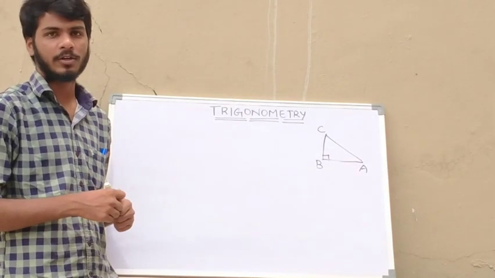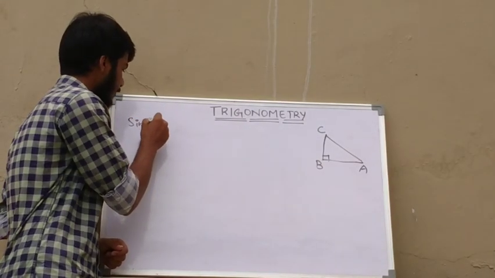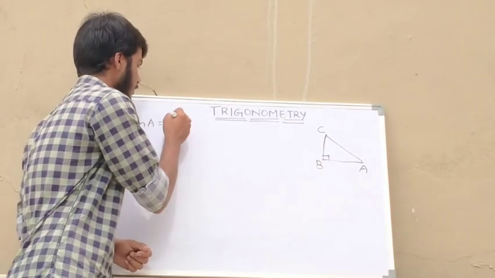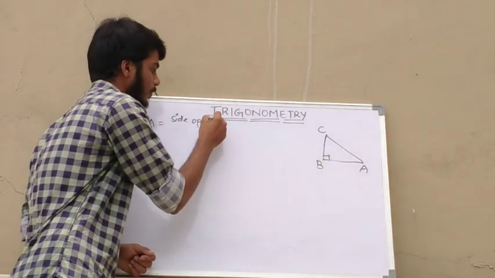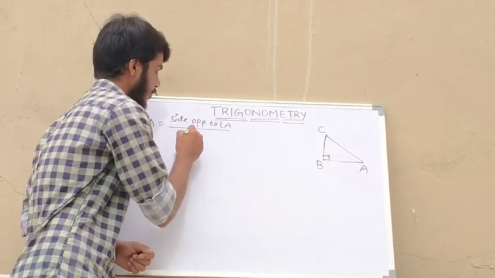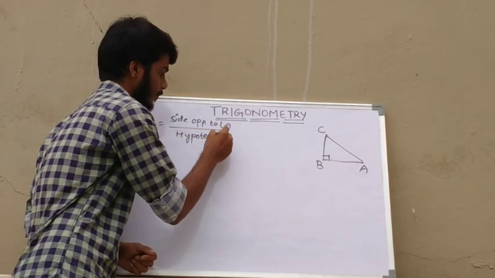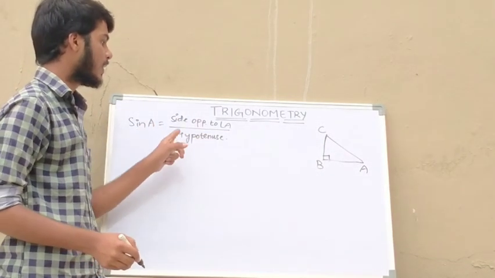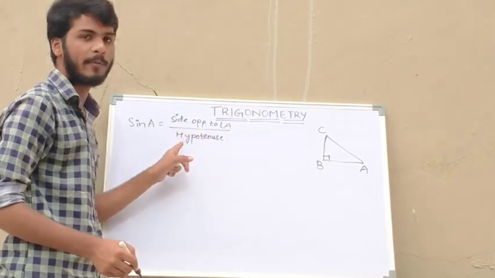So comes to the definition of sine. Sine of an angle A, that is sin A. The definition of sin A is nothing but side opposite to angle A by hypotenuse. So by the definition, sine of an angle A can be written as side opposite to angle A by hypotenuse.